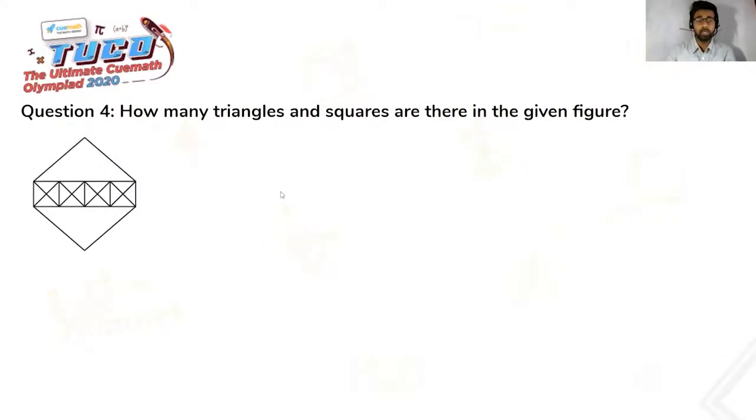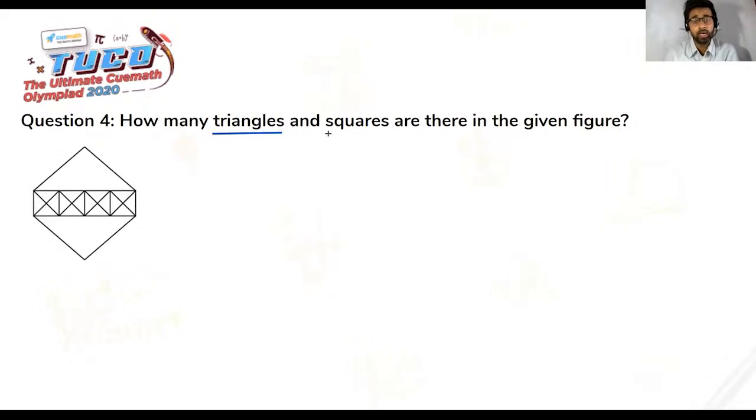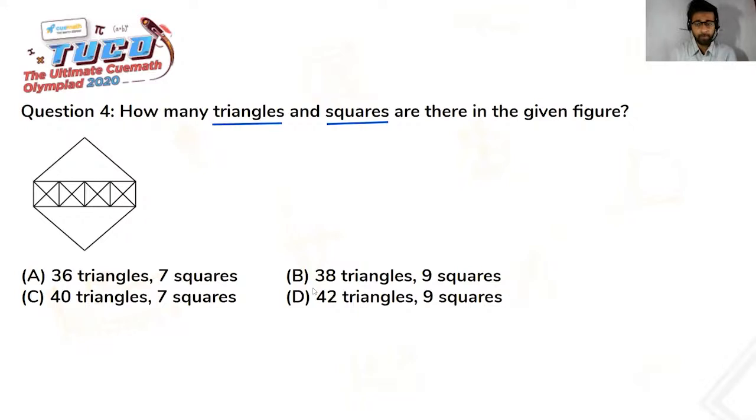I believe this will be the last question, and after that we'll be taking up one advanced level question as well. We need to figure out how many triangles, let's emphasize on that, how many triangles and squares are there in the given figure. Let's look into the options present to us. Now there's one more thing I wanted to let everybody know, is that we can see that there's some similarities in the options. Both of option A and C has 7 squares, B and D has 9 squares.